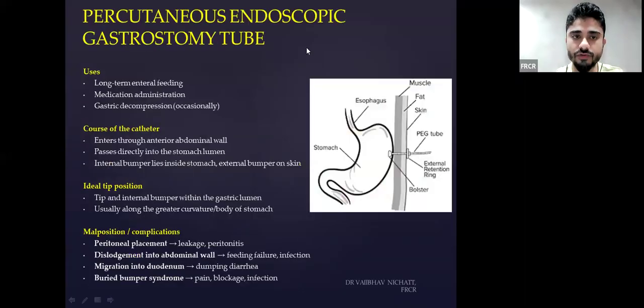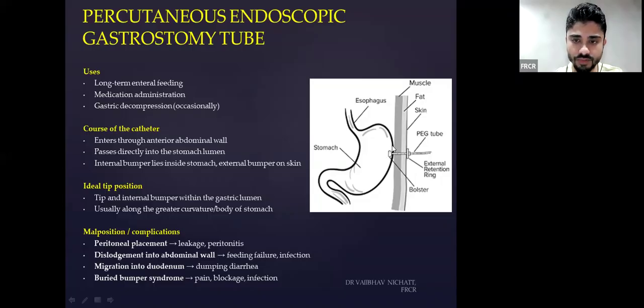Now the next tube is the percutaneous endoscopic gastrostomy tube, which is known as the PEG tube. The uses of the PEG tube are long-term enteral feeding, medication administration, and also gastric decompression. The course of the catheter is that you insert it via the anterior abdominal wall, and the tip of the tube should pass directly into the gastric lumen.